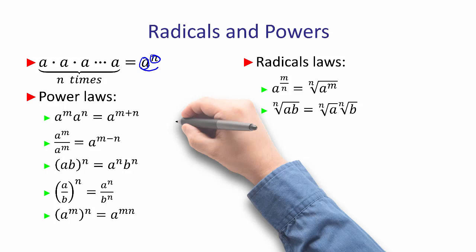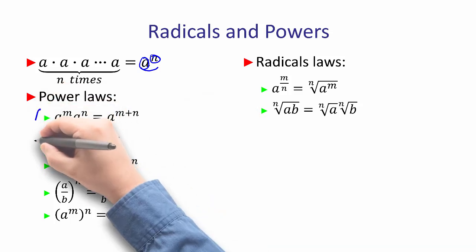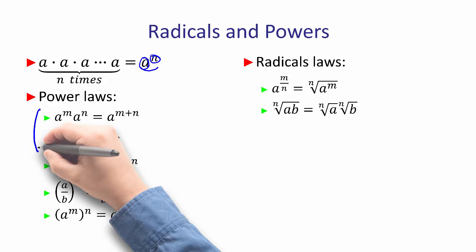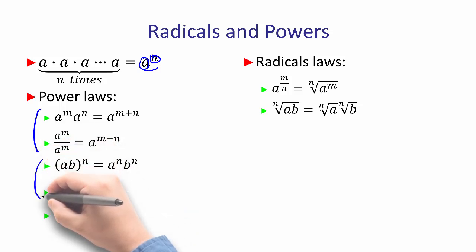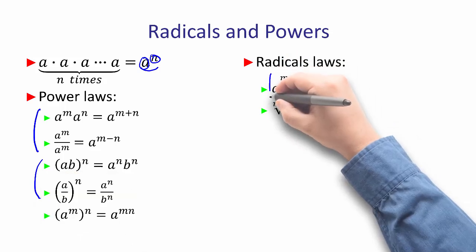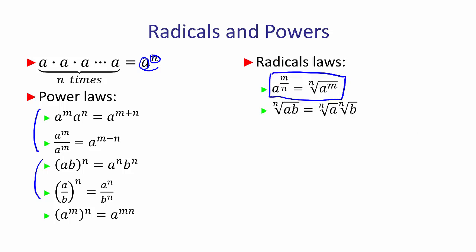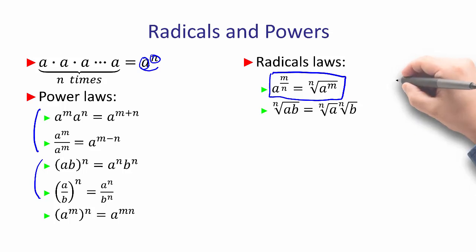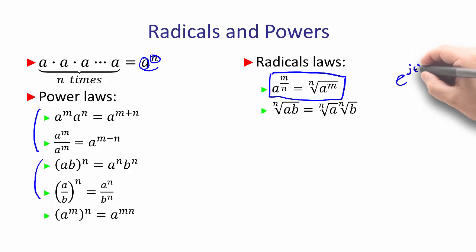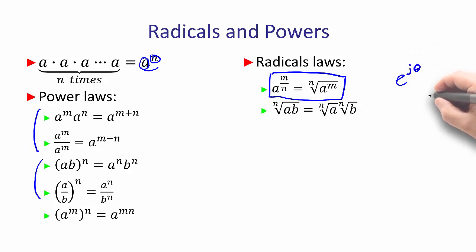For simplicity, we can divide those rules into two groups. First, having the same base and different powers, and second, having different bases but the same power. Note also that a to the rational power of m over n is just the nth root of a to the m's power. In this course, we will be mainly interested in exponents such as e to the power of j theta, where theta is some given angle, and we will be manipulating that kind of exponents a lot.